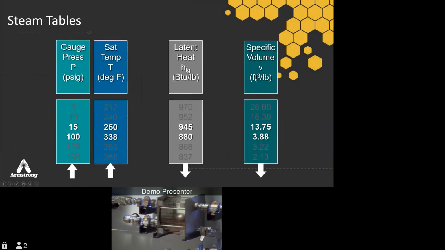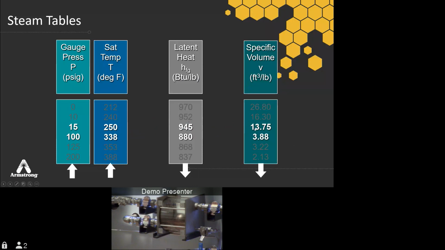And so if we take a look at 15 psig, we said earlier that right off the steam table, we have 250 degrees. If you know pressure, you know temperature. If you know temperature, you know pressure, as we talk about saturated steam. We said earlier that I have 945 BTUs of latent heat with my 15-pound steam, and my specific volume of that steam at 15 psig is 13.75 cubic feet per pound.